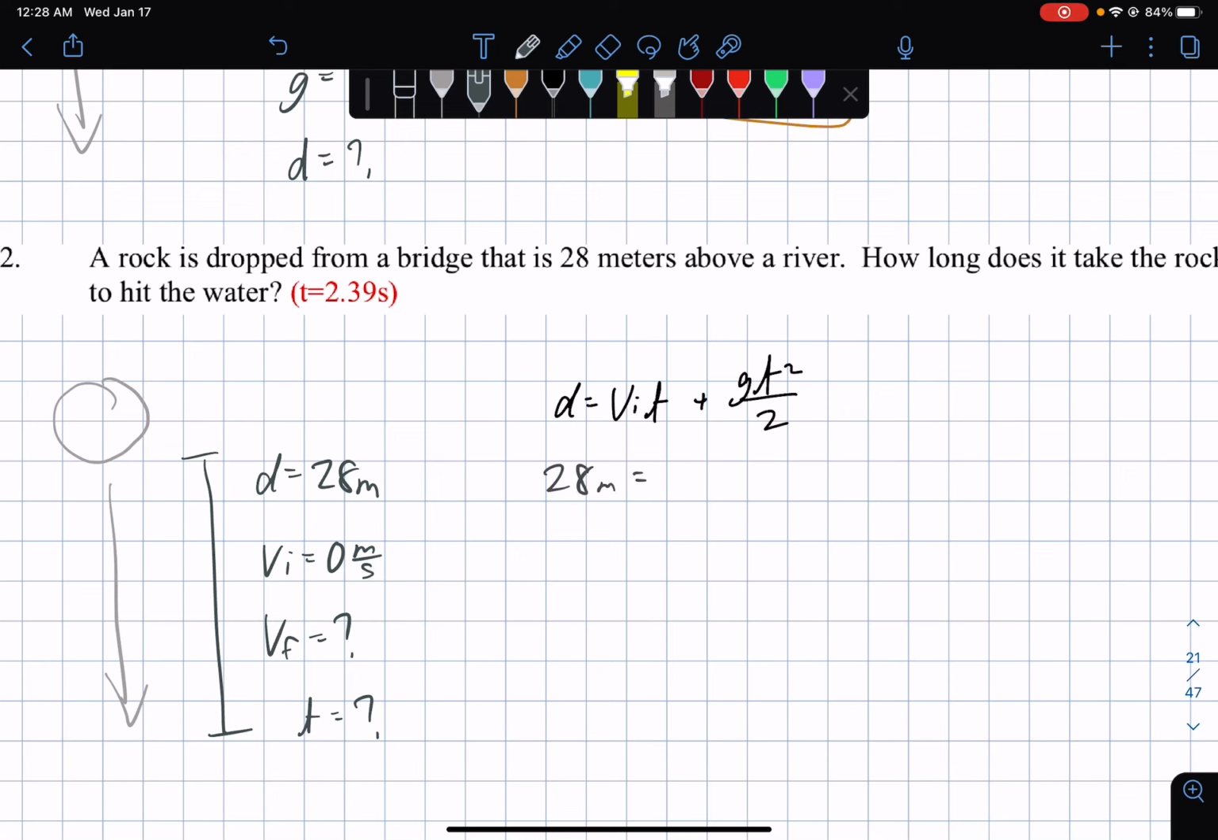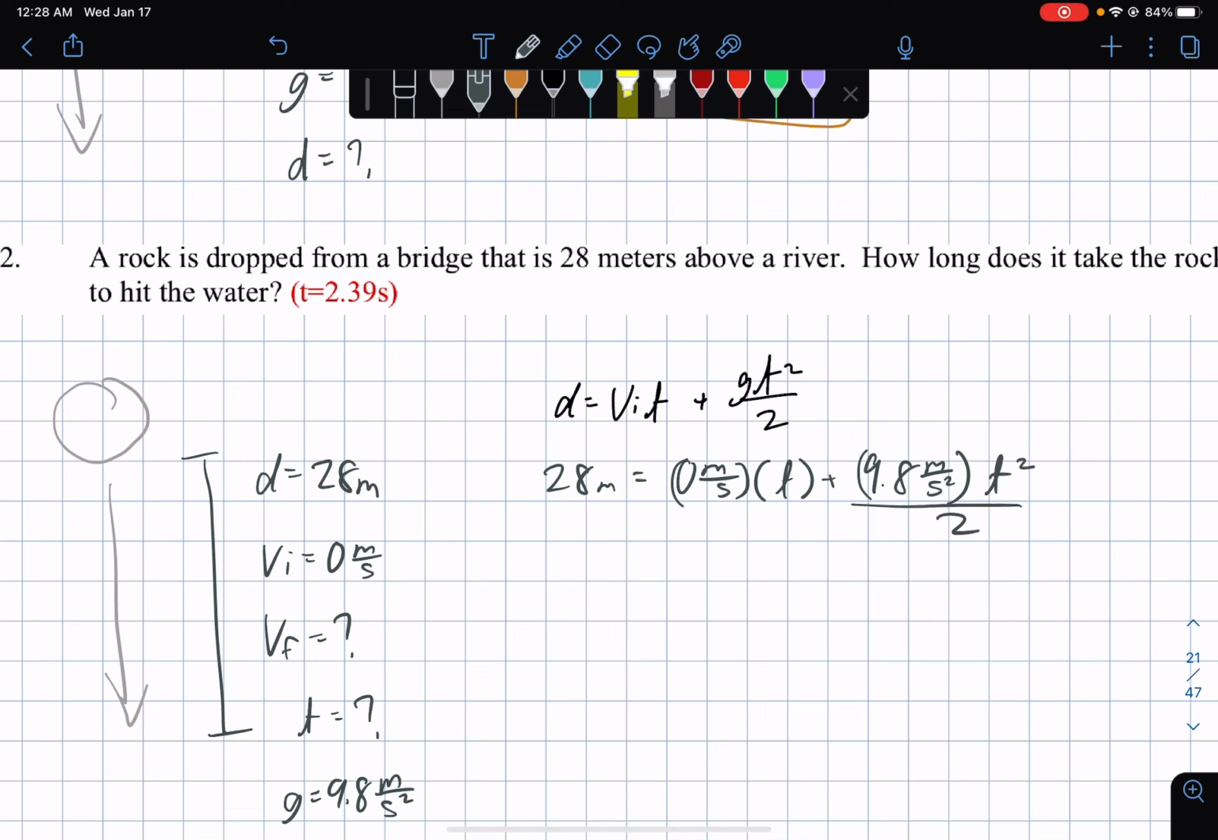28 meters is equal to Vi. Vi is 0 meters per second. Time is missing. Gravitational acceleration, always write that. Time, then raised to 2, divided by 2. 28 times 2 is 56. So, yeah, 56. So 56 divided by 9.8, that is equal to 5.714.